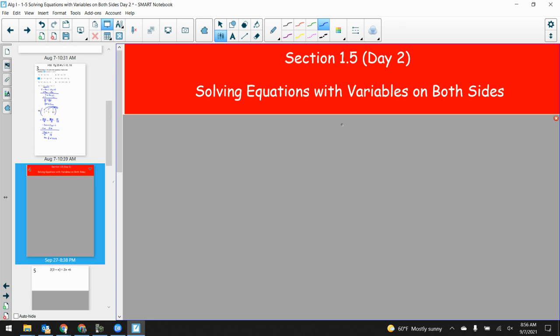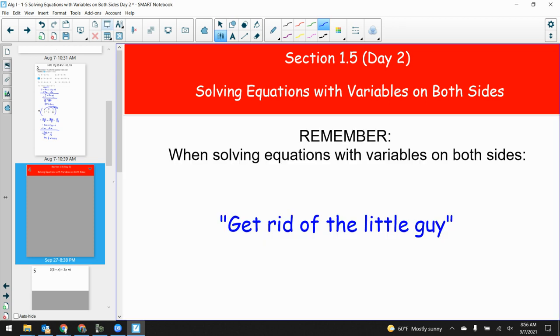All right, so what we're going to do today is more like weird things that can happen with equations. And then we're going to look at some word problems as well. So the first thing that we're going to talk about is what happens when all the variables cancel out. Now remember, when we solve these things, we want to move the variables all to one side. That's the key thing here. Move the variables all to one side, by doing so, we're going to get rid of the little guy, which means move the smaller variable first.